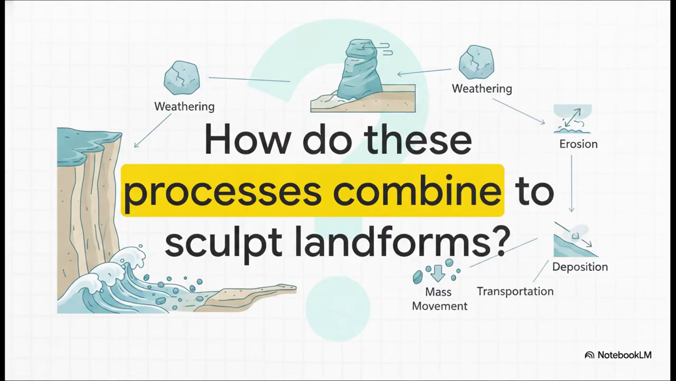We have covered a tremendous amount of ground today, from weathering and erosion all the way to mass movement, transportation, and deposition. But here's a final, provocative thought to leave you with. How do these 5 distinct, incredibly powerful processes combine and interact out there in the real world to sculpt the specific landforms, the massive sea stacks, the sweeping spits, the towering cliffs that you'll be studying next?